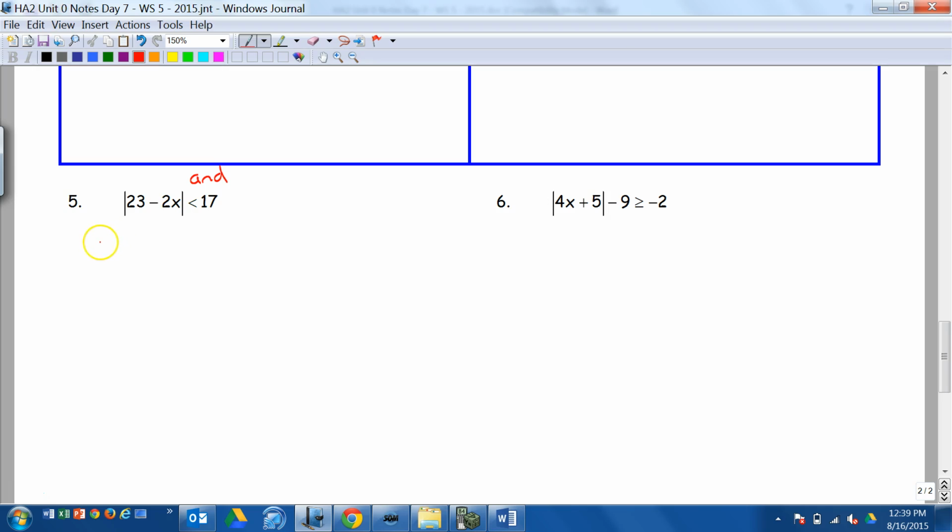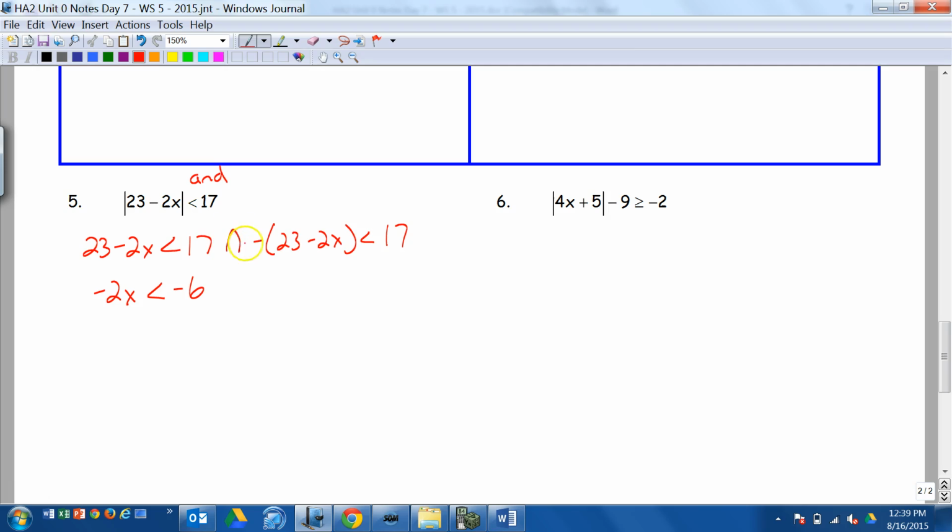I have 23 minus 2x is less than 17. And then I have negative 23 minus 2x is also less than 17. When you divide by a negative in this case, it will end up flipping the symbol. So be careful with that. It always will happen for the second piece. So I get this one, I can just start subtracting. Negative 2x is less than negative 6.